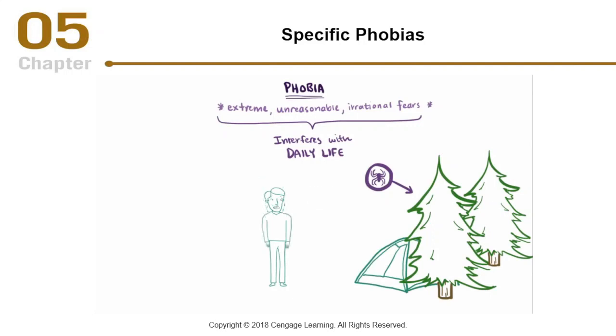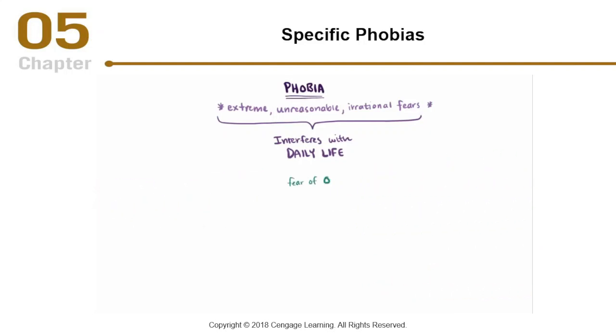Even if they love camping, somebody with arachnophobia, a fear of spiders, might refuse to go because they know there's a possibility of seeing a spider in close quarters. The fear is clearly interfering with their social life and relationship with friends, meaning it's a phobia. An irrational fear of an object or situation like this is called a specific phobia.